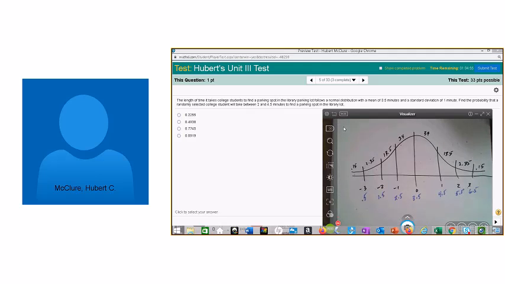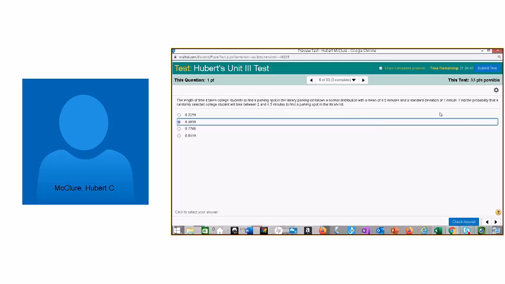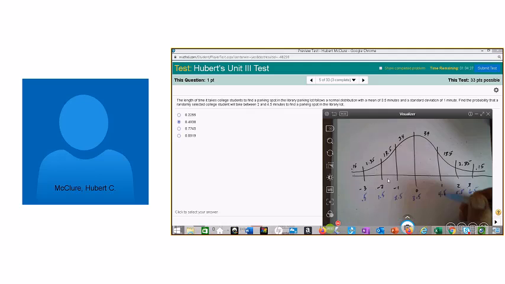Okay, now I'm ready to address the question, because all of this right here, all that says draw the curve. That's what that says. So now I'm ready to do the question. Find the probability that a randomly selected college student will take between 2 and 4.5 minutes. Between 2 and 4.5. Okay, here's 4.5, so that's good. And 2, we don't know where 2 is.